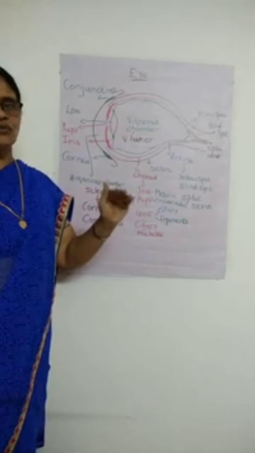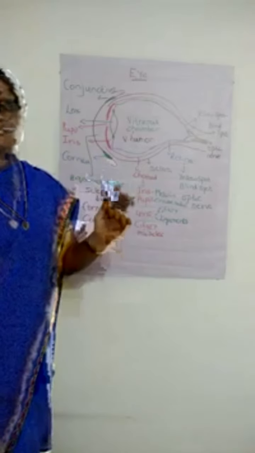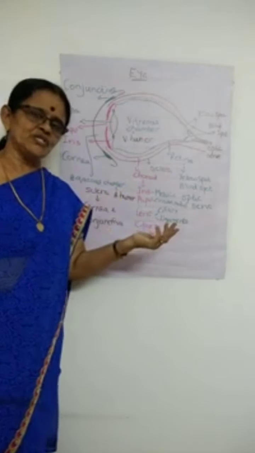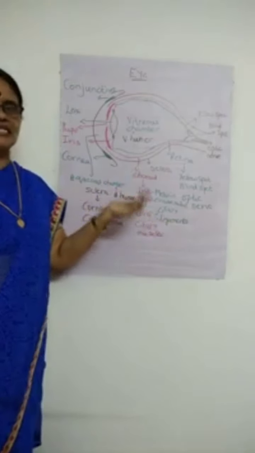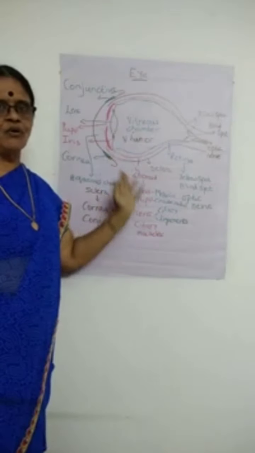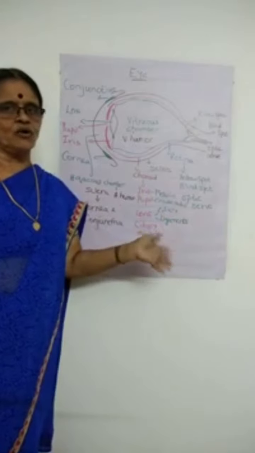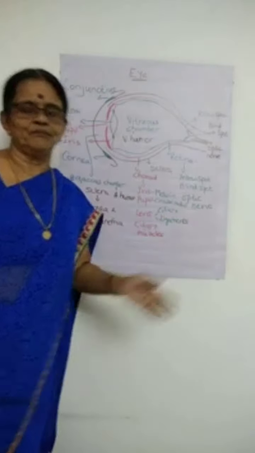So the next class is the chemistry of vision, how we are able to see near objects, how we are able to see far objects. That we will see in the next class. So this is about the section of the eyeball. If you have any doubts, you can call me anytime. Okay.